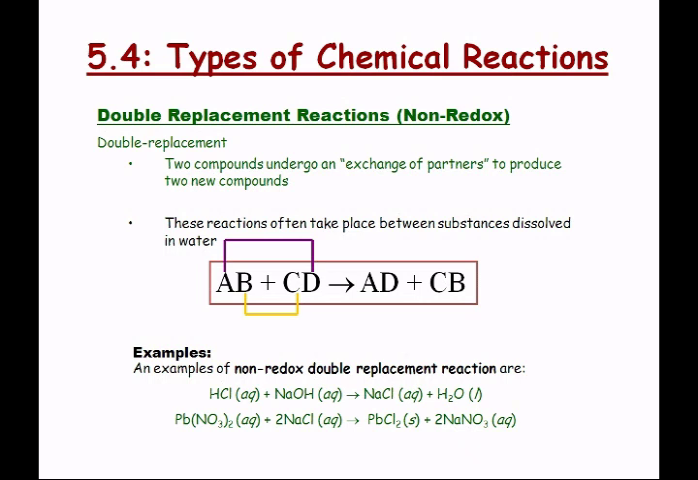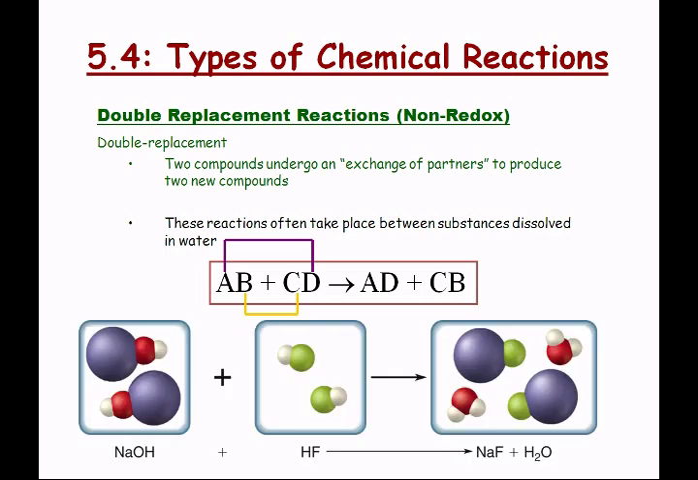So A and C kind of switch partners there. You can see these are all examples of ionic compounds, and they've all switched partners. Lead nitrate, sodium chloride, now we have lead chloride and sodium nitrate. If you go over these reactions and try to do the oxidation numbers of all of these different atoms in these compounds, you'll find that the oxidation numbers don't change. Therefore, it's an example of a non-redox reaction. It's always going to be the case.